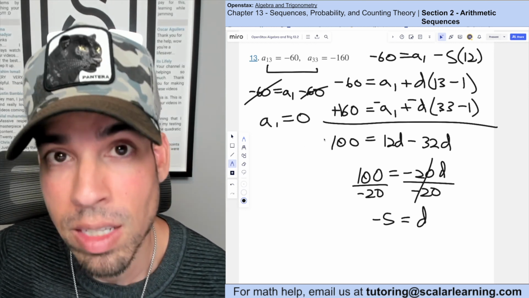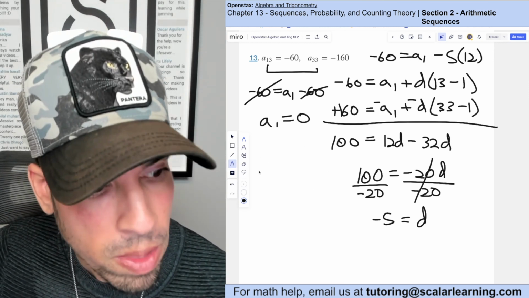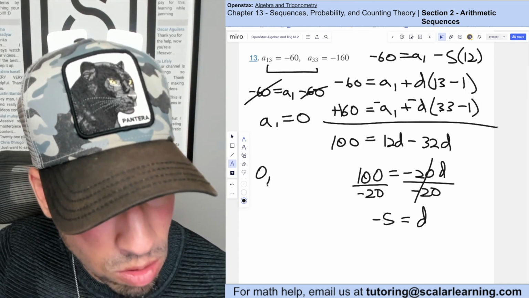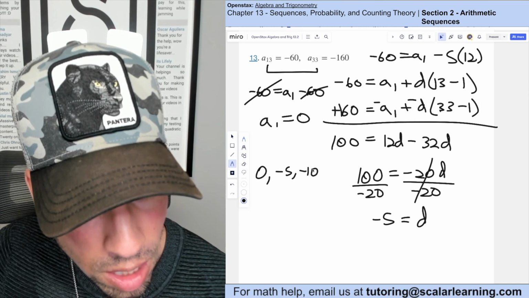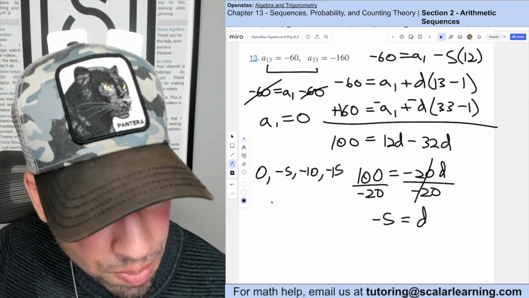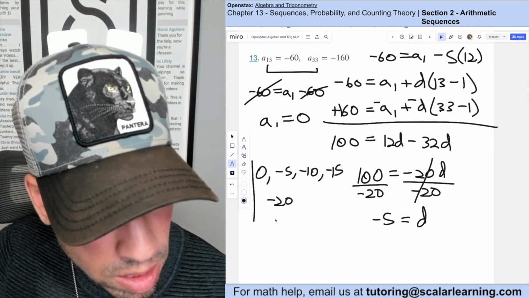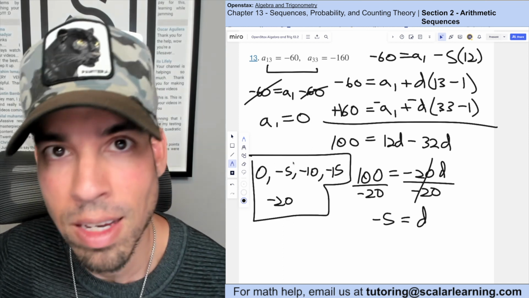All right, now we can get the first 5 terms. Here we go. First one is 0, as we found. Then we're going to be minusing 5 every time. So we got -5, -10, -15, and -20. These will be the first 5 terms. That's how you do it.